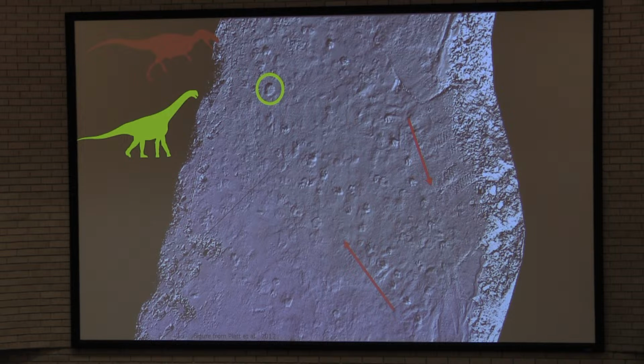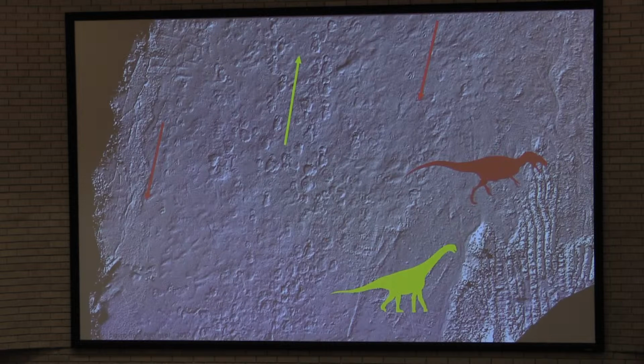But it's kind of cool. So this is that LiDAR data. You can even see some of the tractor trailer, some of the bulldozer marks in this, because keep in mind, this is an active mine. Here's some more of those. Really beautiful set of theropod tracks going this way this time. Here's a sauropod going that way, another theropod coming this way.